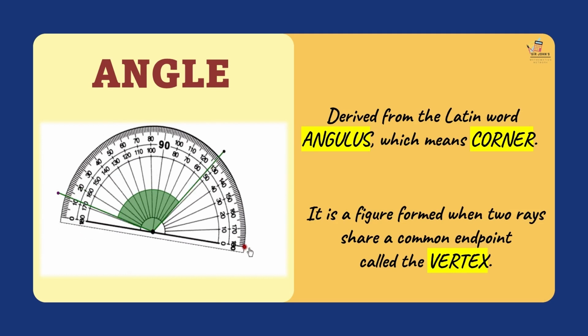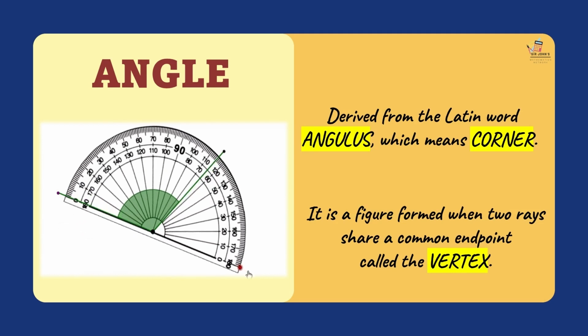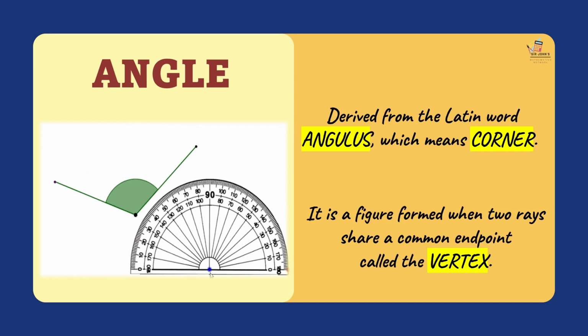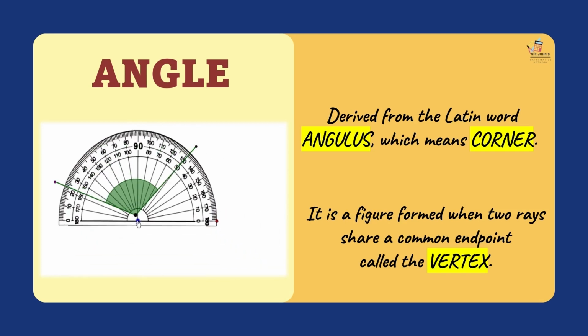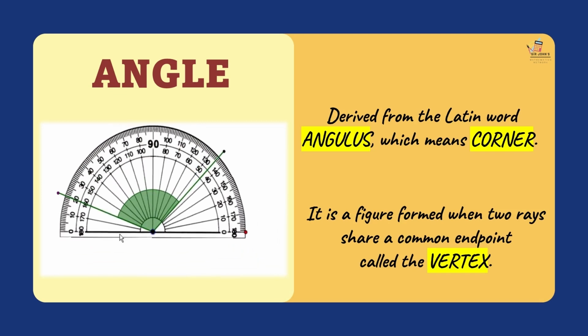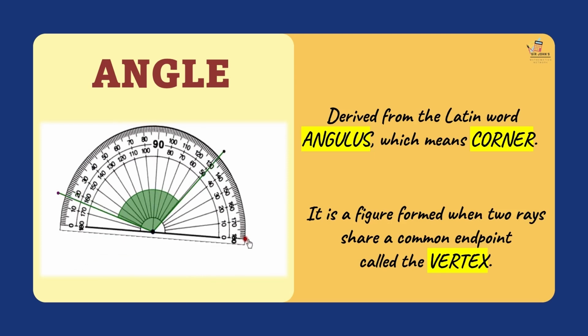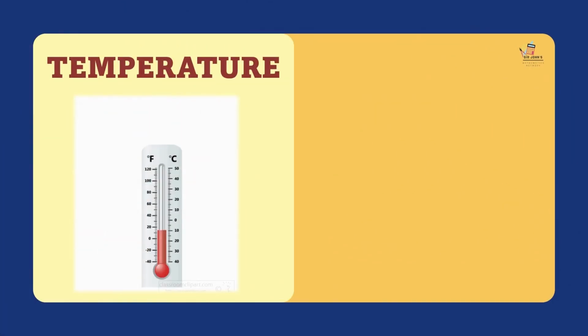In estimating the measure of an angle, we need to recall the different kinds of angles such as acute angle, whose measure is less than 90 degrees, right angle, whose measure is exactly 90 degrees, and obtuse angle, whose measure is more than 90 degrees.